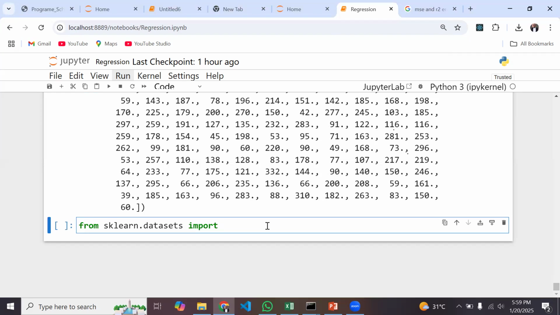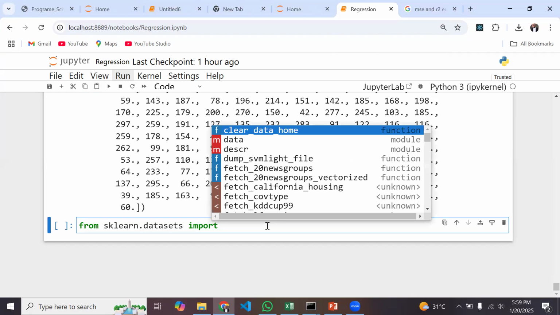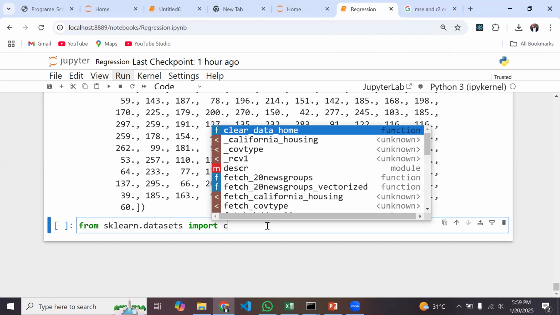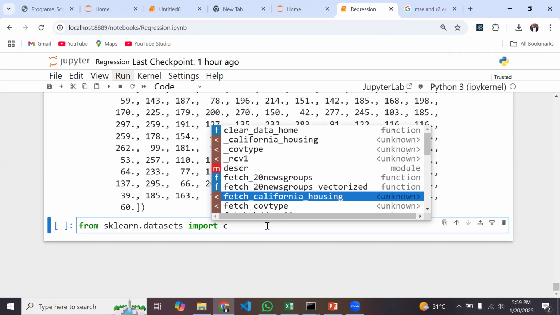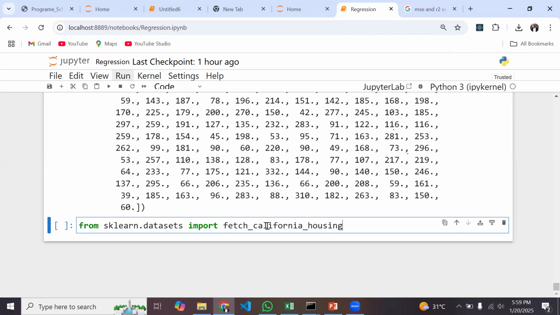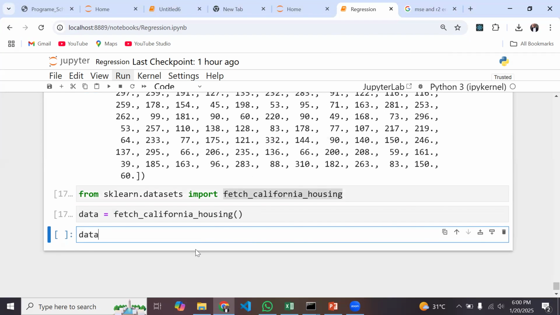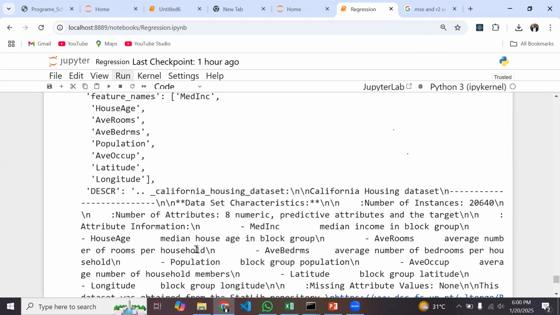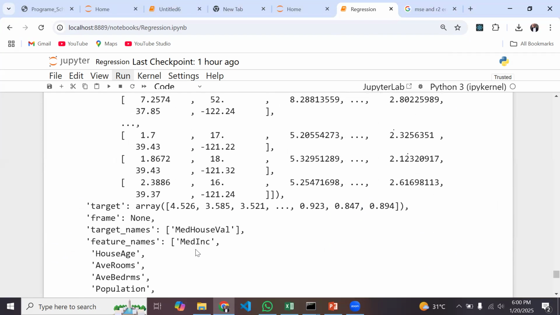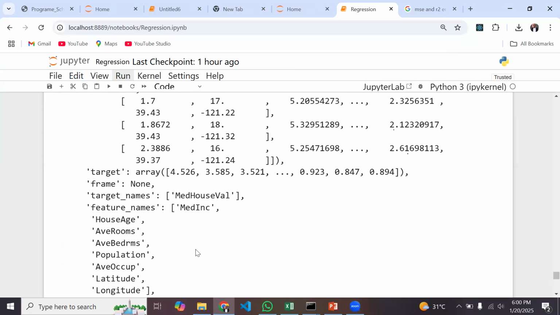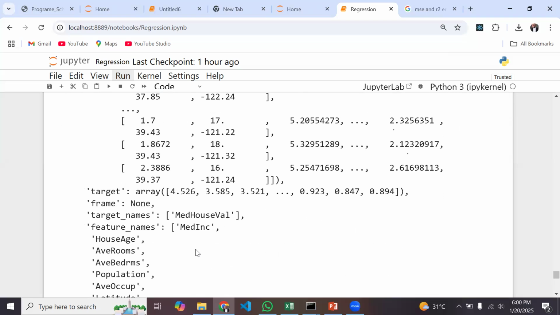Let me see. I think it should be this one, fetch_california_housing. So let me call this data equal to, Control C, and then let's instantiate it this way. And now it is, yeah. So you have some values over here.